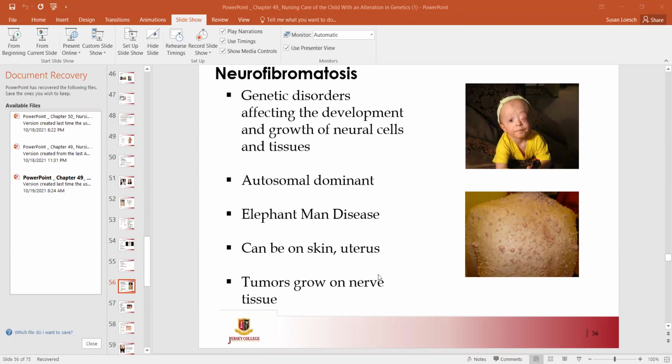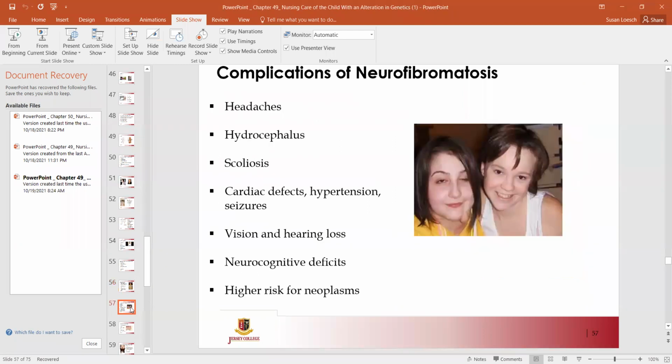Complications associated include headaches, hydrocephalus, scoliosis, cardiac problems, hypertension, seizures, vision and hearing loss, neurocognitive defects, learning disabilities, attention deficit disorder, fine and gross motor delays, autism, behavior and psychosocial issues, and abnormalities of speech. Also, a higher risk for development of neoplasms. There's no cure for it.